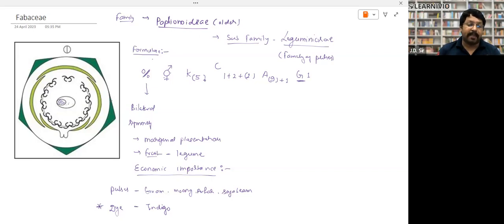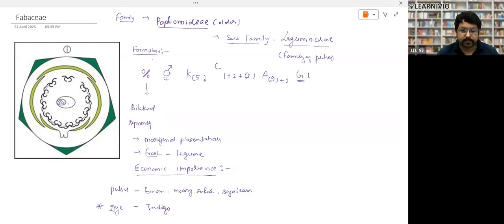Now come to the corolla. The inner whorl is the corolla. How many does the corolla have? 1, 2, 3, 4 and 5. The last 4 and 5 are joined. So how will I write it? Corolla 1 plus 2 plus 2 gamo. Gamo means joined, right? Now come to the androecium, meaning the stamens: 1, 2, 3, 4, 5, 6, 7, 8, 9, 10. There are a total of 10 stamens. Out of them, 9 are united, joined.